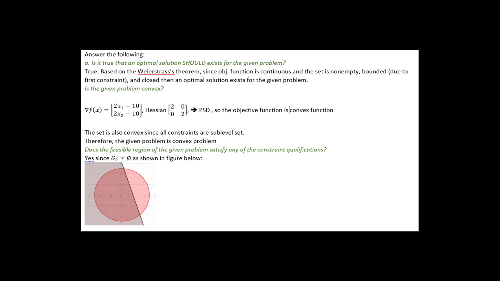So I should find a point which is feasible for all the constraints, and that point can prove it's not empty. Yes. You can prove it by just one point. You are proving that it is not empty. Yes, this is enough, because this one point is enough to show that it is not empty.